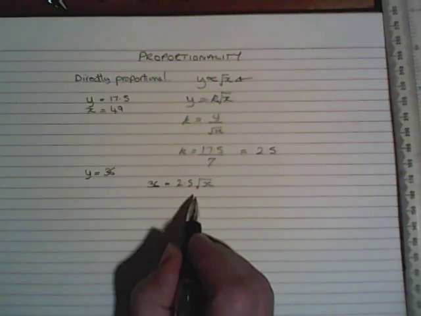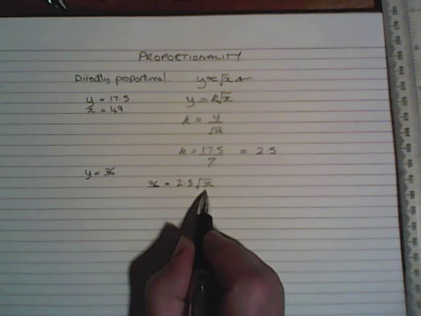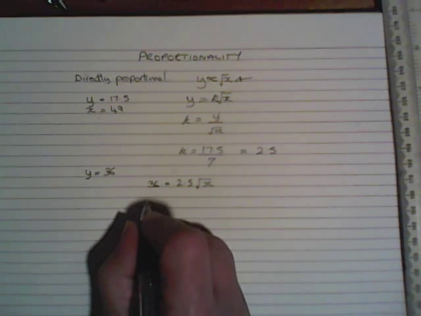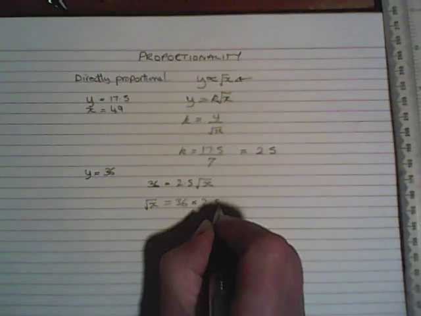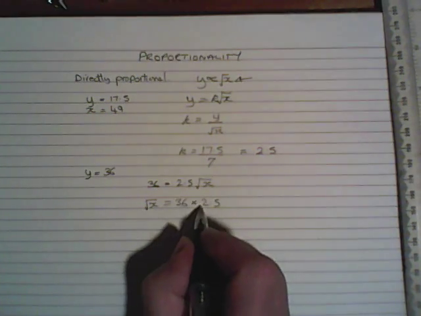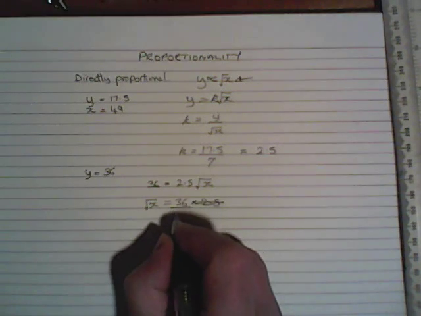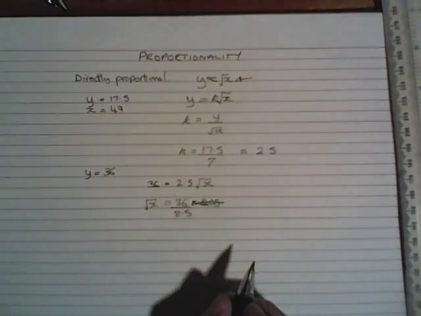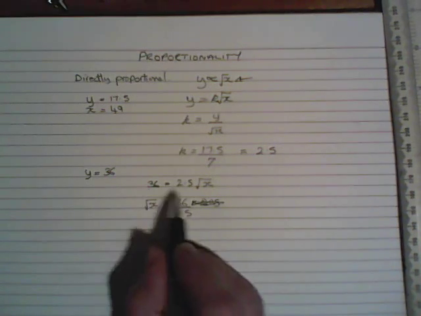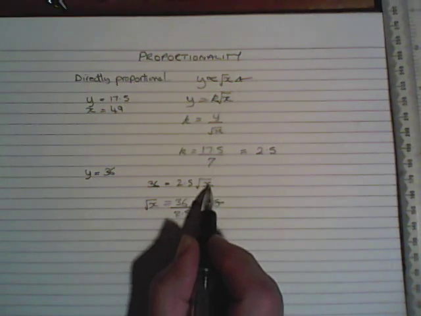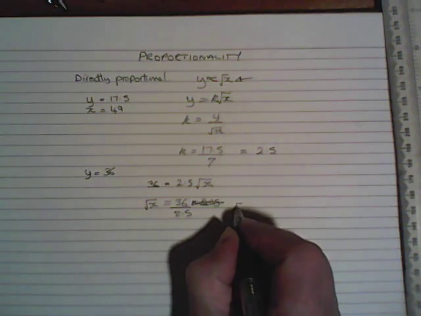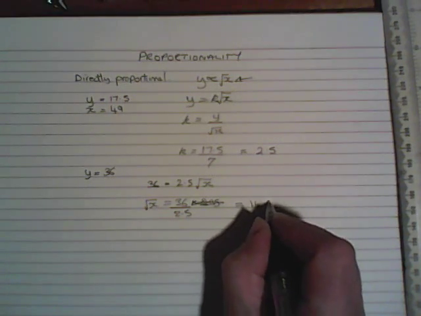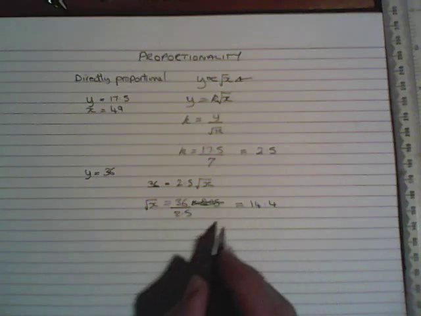Well, if we multiply both sides by 2.5, we should end up with the square root of x equals 36 times 2.5. Is that right? No, that's not right. 36 divided by 2.5. I said that wrong. What we should be doing is dividing both sides by 2.5, which eliminates it from this side. I bring over the square root of x over here, and now have 36 over 2.5, and that equals 14.4. Now the square root of x is 14.4.